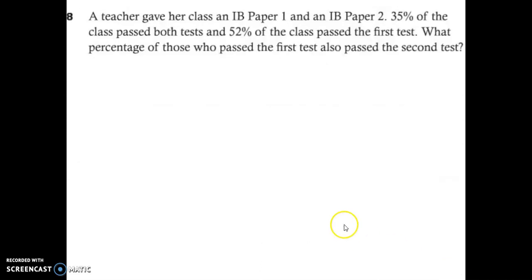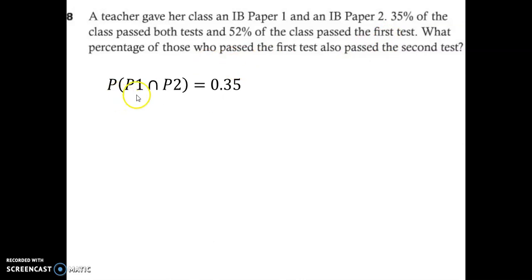Let's look at number 8. Number 8 says a teacher gave her class an IB paper 1 and IB paper 2. 35% of the class passed both tests. So that sounds like the intersection. 52% of the class passed the first test. What percentage of those who passed the first test also passed the second test?